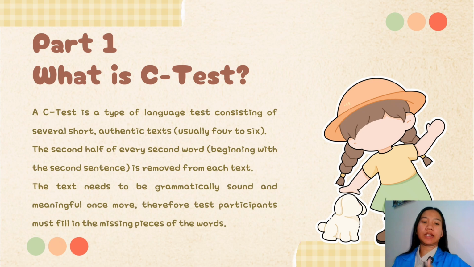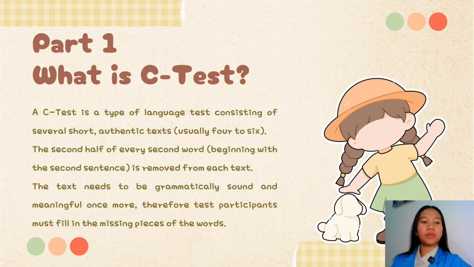What is C-test? A C-test is a type of language test consisting of several short, authentic texts, usually 4 to 6. The second half of every second word, beginning with the second sentence, is removed from each text. The text needs to be grammatically sound and meaningful once more. Therefore, test participants must fill in the missing pieces of the words.